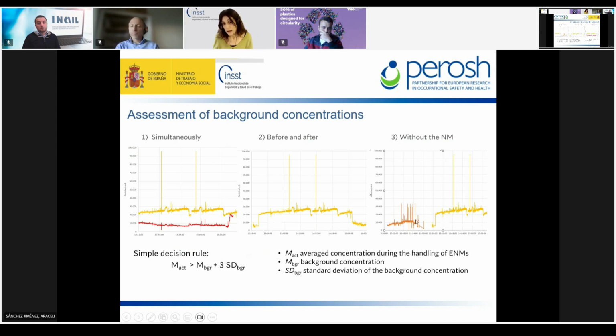Or, especially when you have process-generated nanoparticles, you can measure during the process, but without using the nanomaterial, as I showed in the extrusion process before. And then you can take measurements when you use the nanomaterial. And then applying this rule, you can see whether there is a statistically significant difference between both.